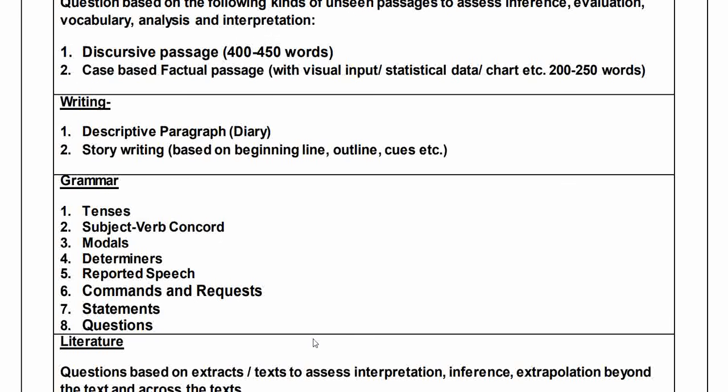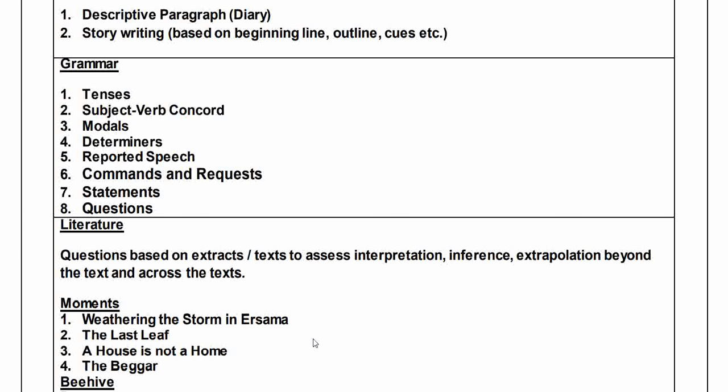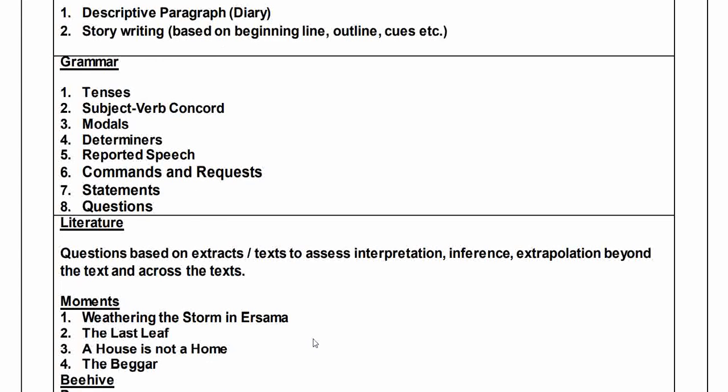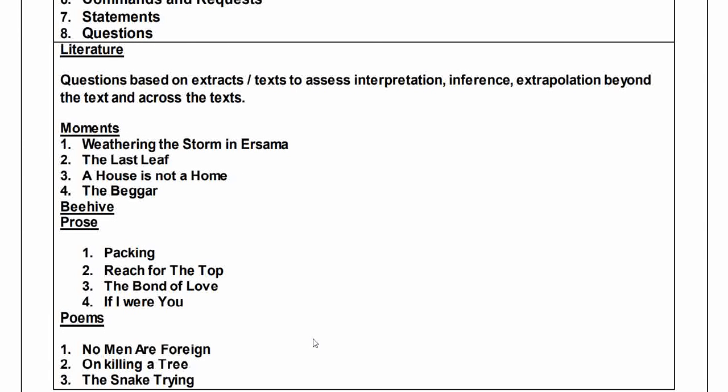Writing: descriptive paragraph, a diary entry, this is for term 2. Story writing based on a beginning line, outline, cues, etc. Almost the same. Grammar: tenses, subject-verb concord, modals, determiners, reported speech, commands and requests, statements and questions. Till here it is the same for term 2. Literature: questions based on extracts, text to assess interpretation, inference, extrapolation beyond the text and across the text.